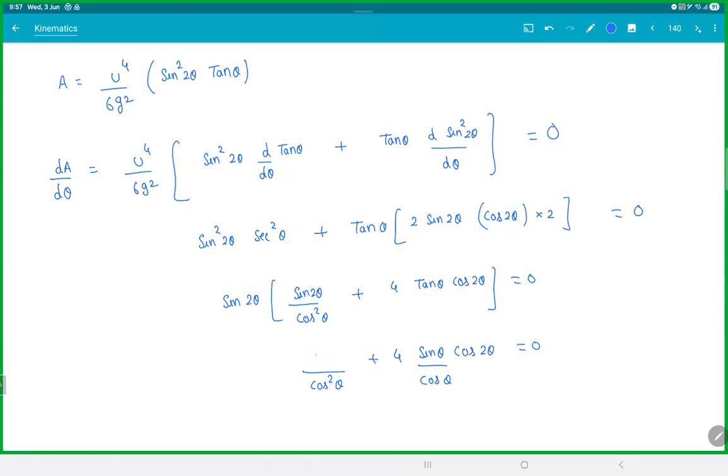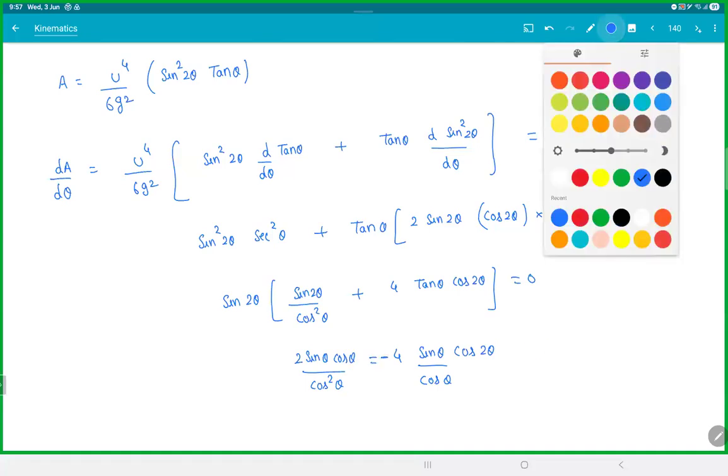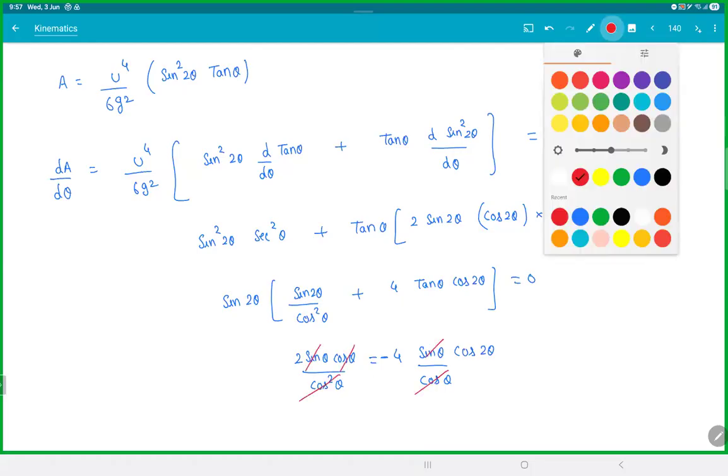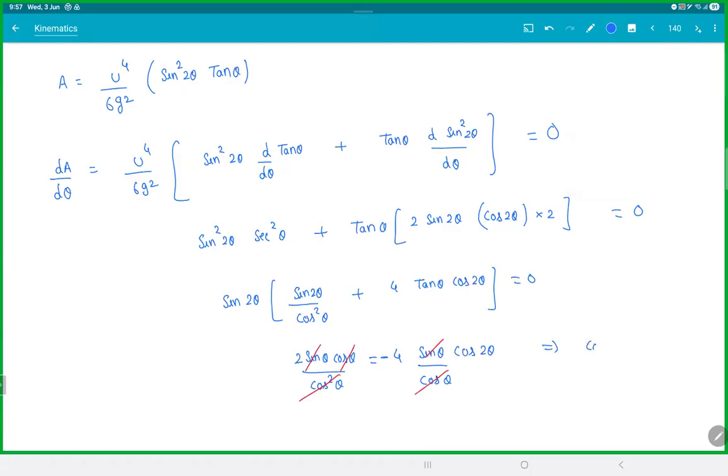Yeah, expand this also. Sin 2 theta is 2 sin theta cos theta. Just put it on the other side. One sin goes off, one cos goes off, this guy goes off. You are left with cos 2 theta is equal to minus half. Means 2 theta is 120 degrees. Theta is 60 degrees. Clear? Expand that sin square to that and finish it off.